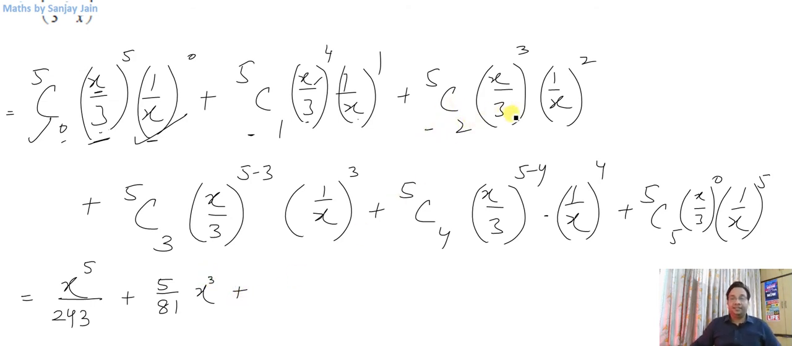5c2 is 10, and this is 27, because 3 raised to power 3 is 27. So 10 by 27, let me write it here. And why is 5c2 10? Because 5 into 4 by 2 into 1 will give you 10. x cubed by x squared will give you x. Plus 5c3 is also 10, because 5c2 and 5c3 are the same, equal to 10. So 10, and this is 3 raised to second power, so 9 in the denominator, 10 upon 9.